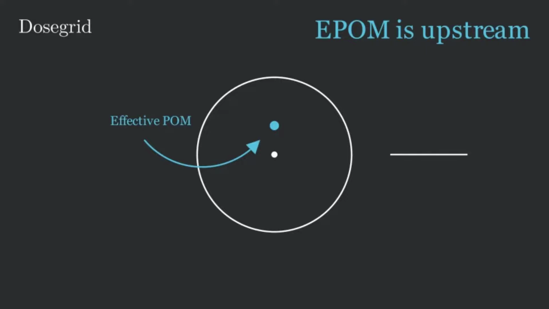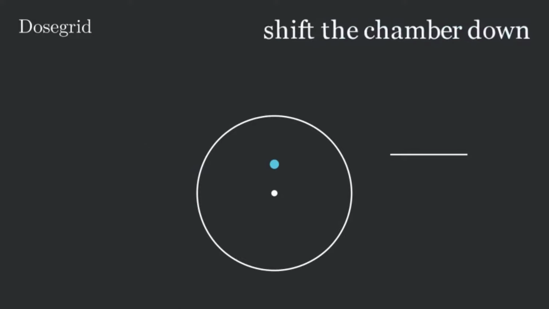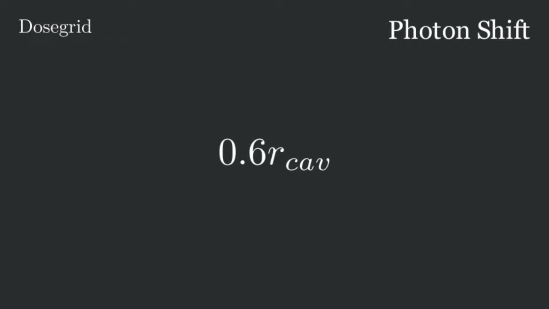So which way do we have to shift our chamber if we want to align to the effective point of measurement? We have to shift our chamber down. TG-51 tells us two equations, one for photons, one for electrons, for how much we should shift by.